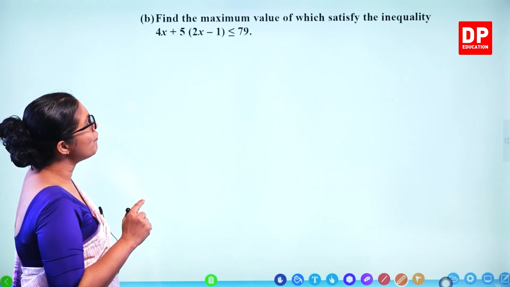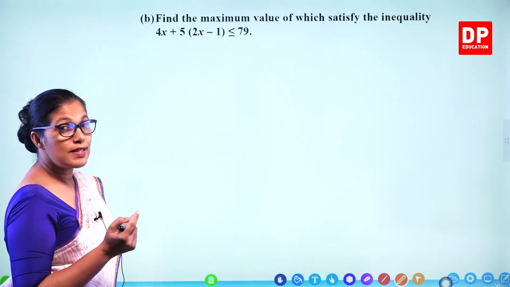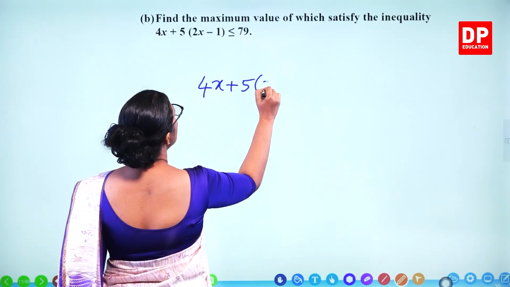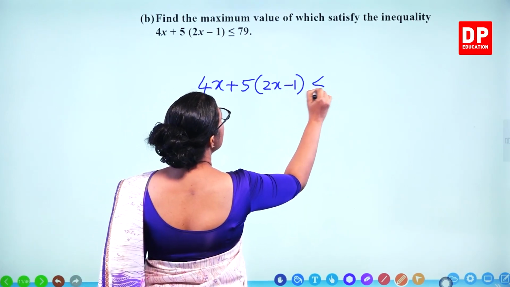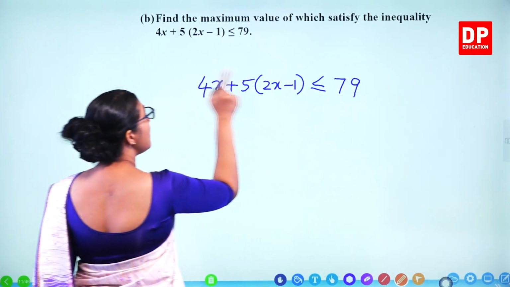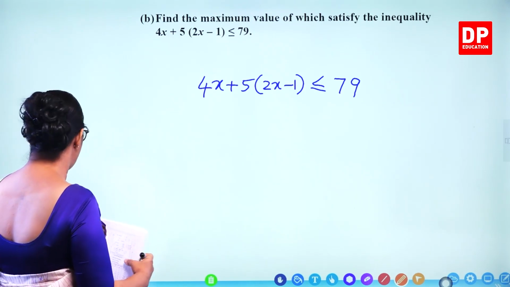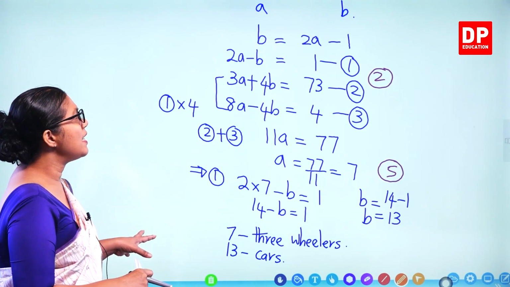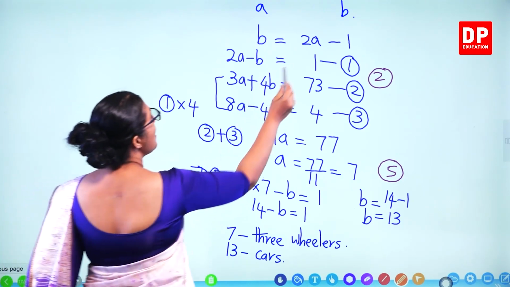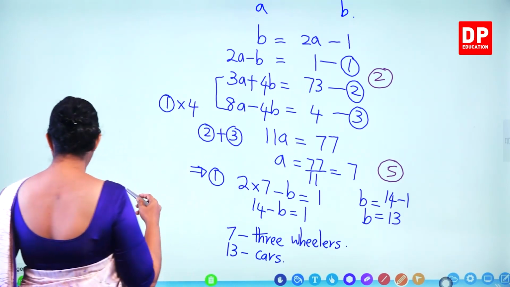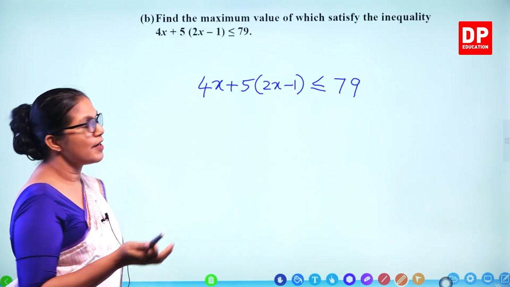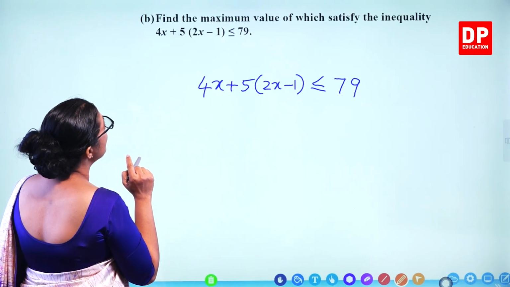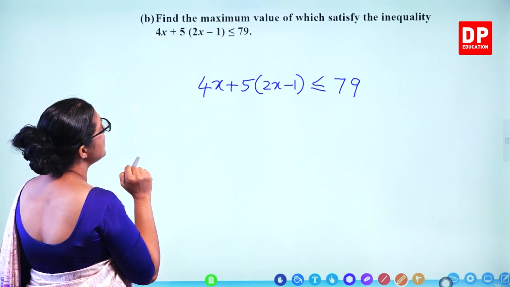Find the maximum value of x which satisfies the inequality. This is already given: (4x + 5)(2x - 1) ≤ 79. This is actually related to the previous one, where 2a minus 1 is b. It's related to that, but in a different way. So, if this is the inequality, find the maximum value which satisfies it.